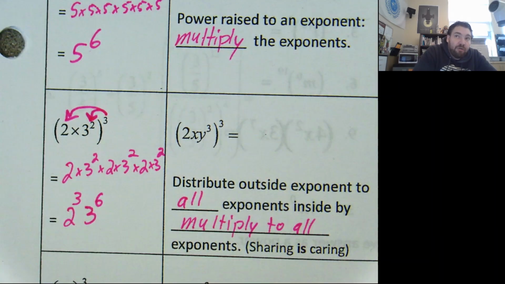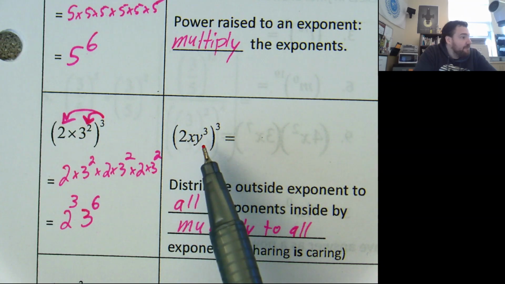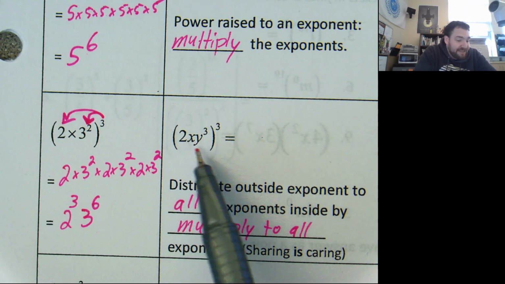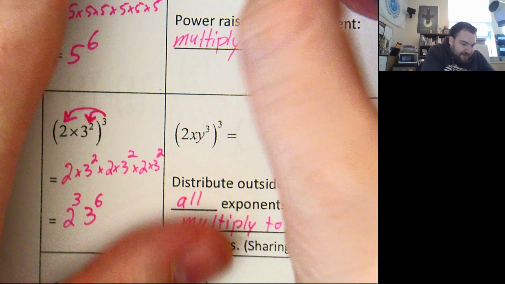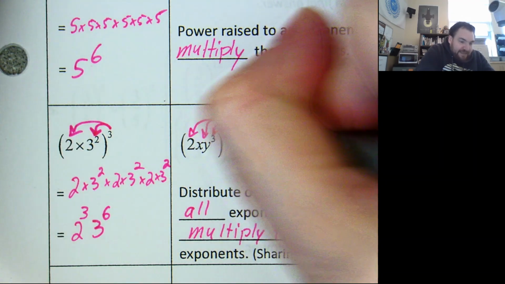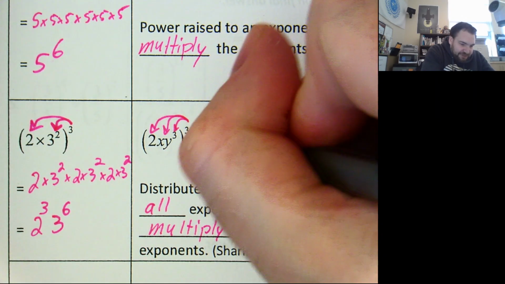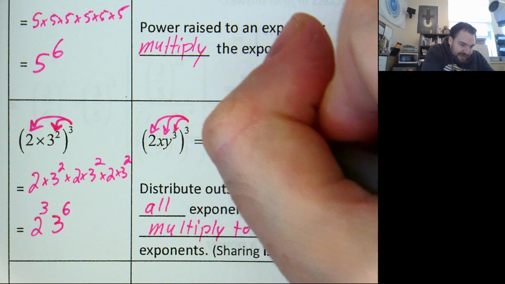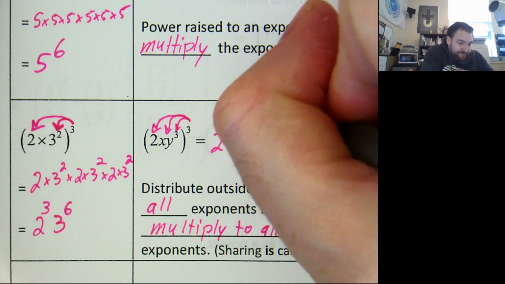Okay, so I got something like this. I have 2xy cubed. The mistake that I often see is that we forget the 2. This is all multiplied together. So we need to make sure that that 3 ends up going on to each piece being multiplied there. So that's going to give us 2 cubed, x cubed, y to the power of 9. You bet.